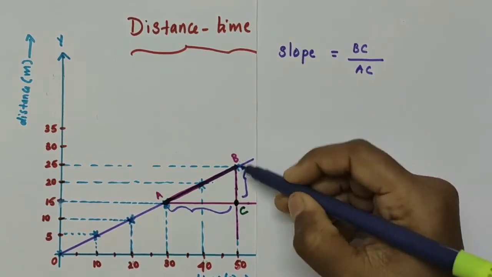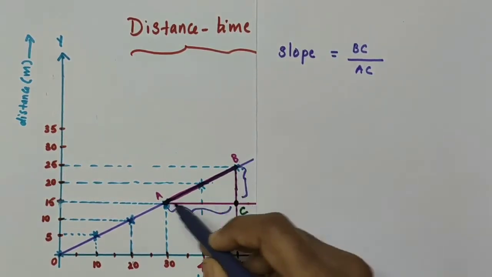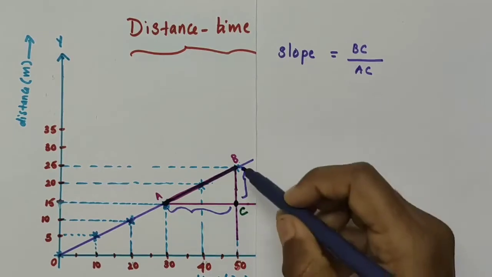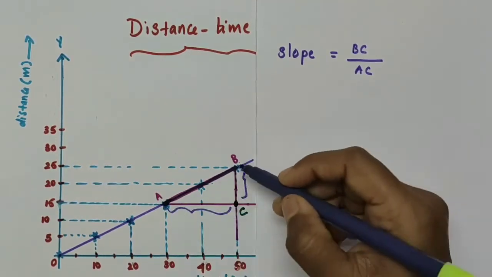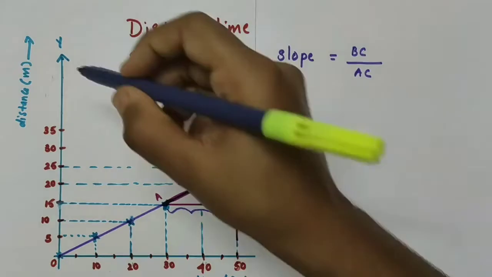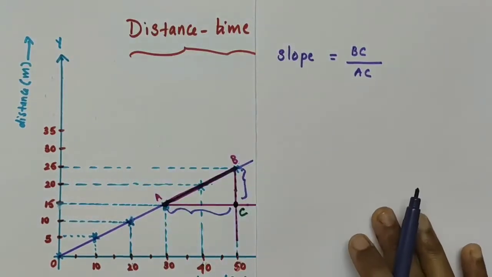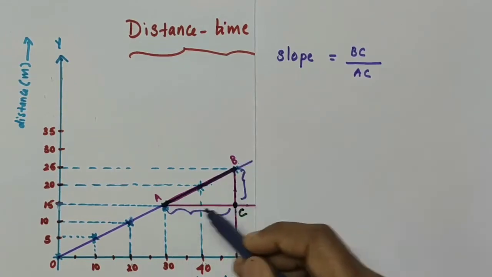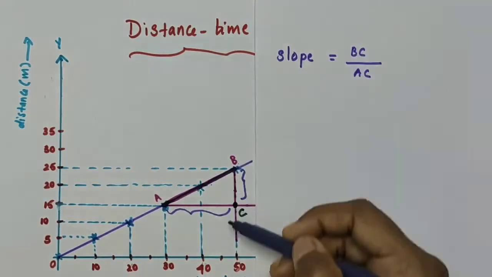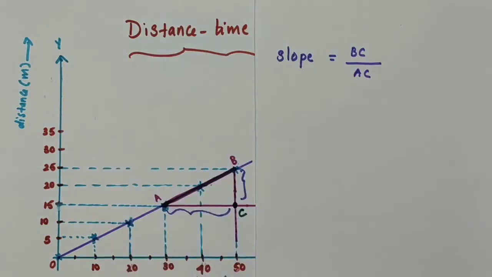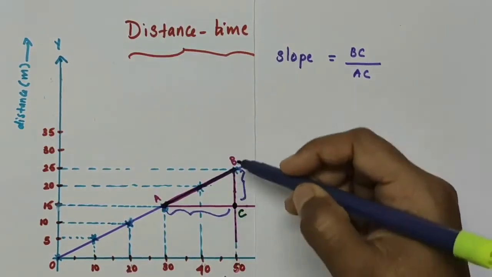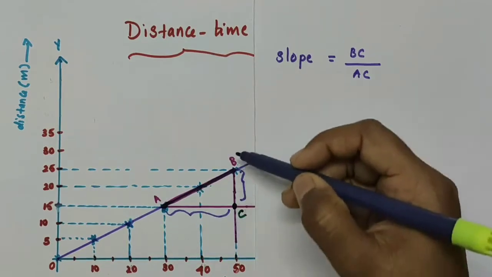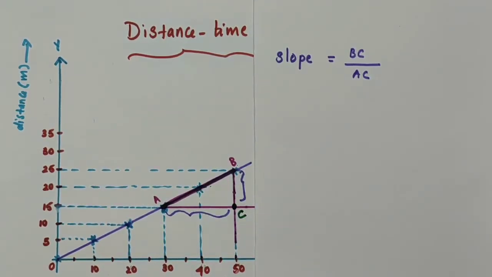You see, BC is a side of this triangle ABC and it is parallel to the distance axis. So we will get the value of distance while we are calculating this BC. Alright, so BC will give us the distance values.